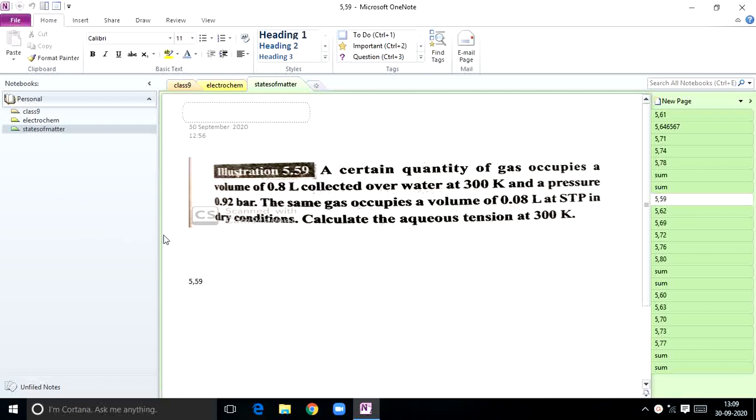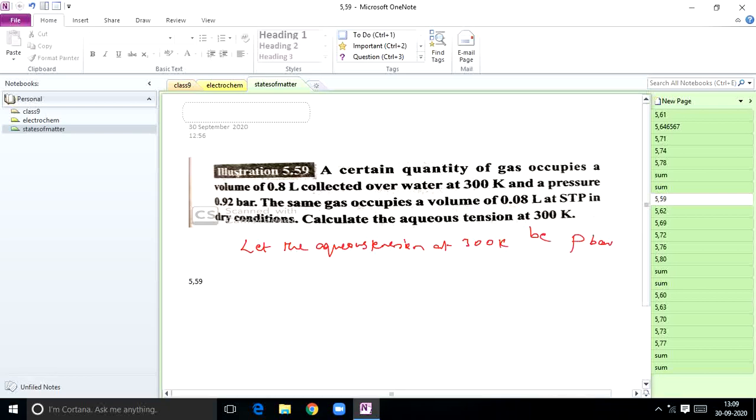So aqueous tension means it's the pressure of water vapor. See, we don't know what the aqueous tension is. Generally, let the aqueous tension at 300 Kelvin be P bar. Okay, I am taking it as P bar.